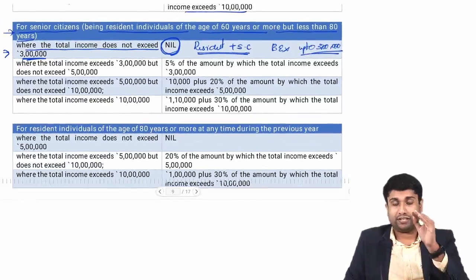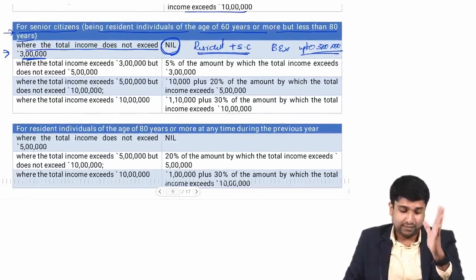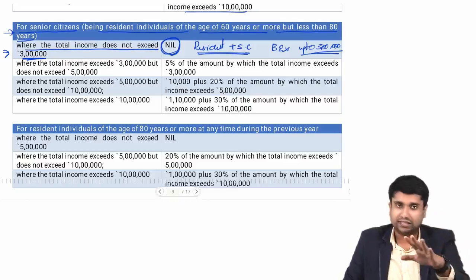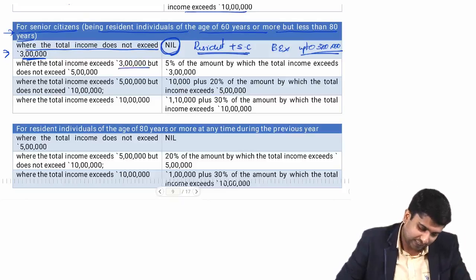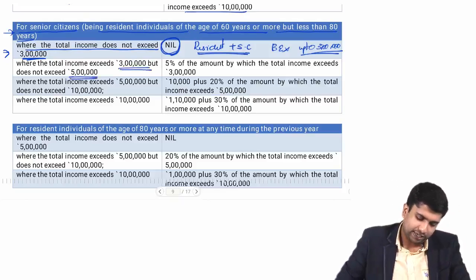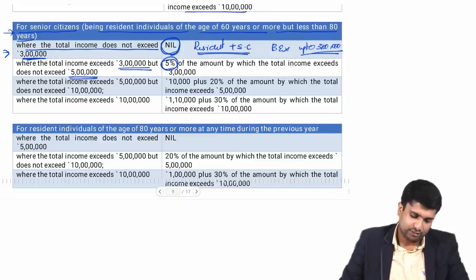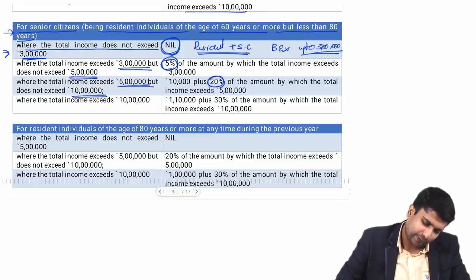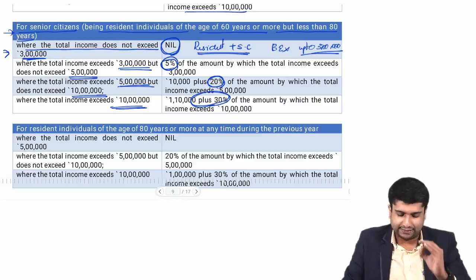So if you are a senior citizen plus a resident in India, then the rate of taxes starts only above 3 lakh. Up to 3 lakh is the basic exemption limit. Up to 3, no taxes. Then from 3 to 5 is the first slab, and the rate is 5%. Then from 5 to 10 is the second slab, the rate is 20%. Then above 10, the rate is 30%. And this is what the Act says.